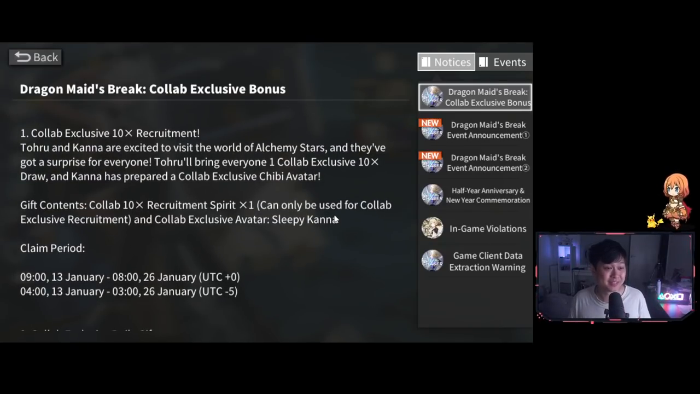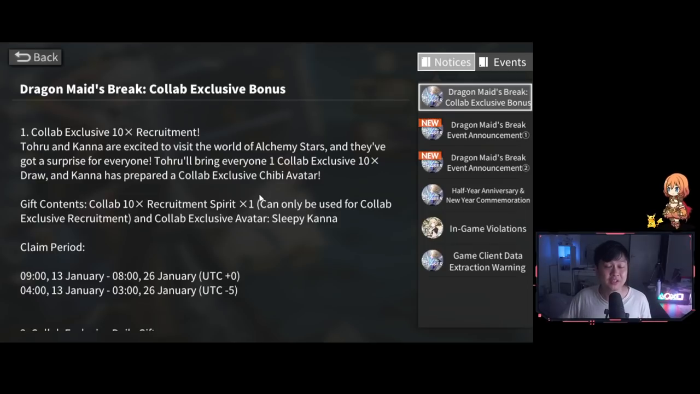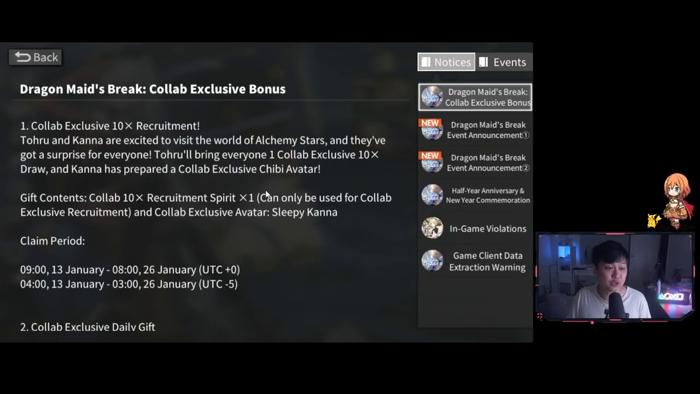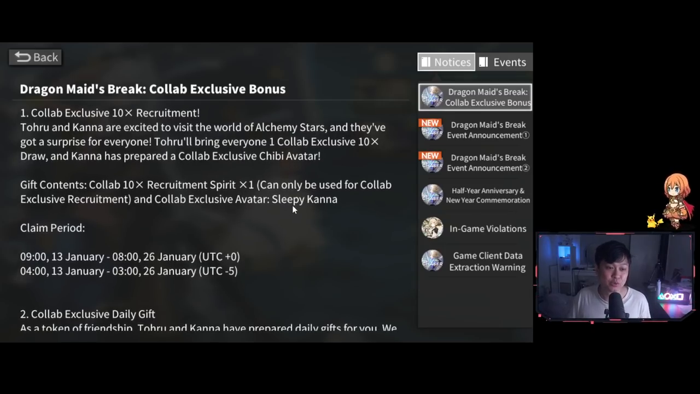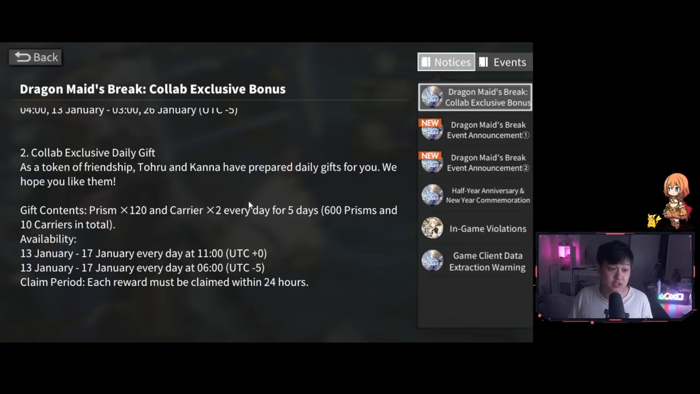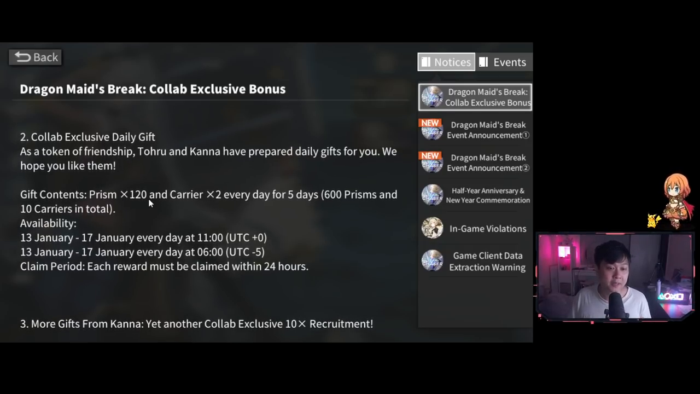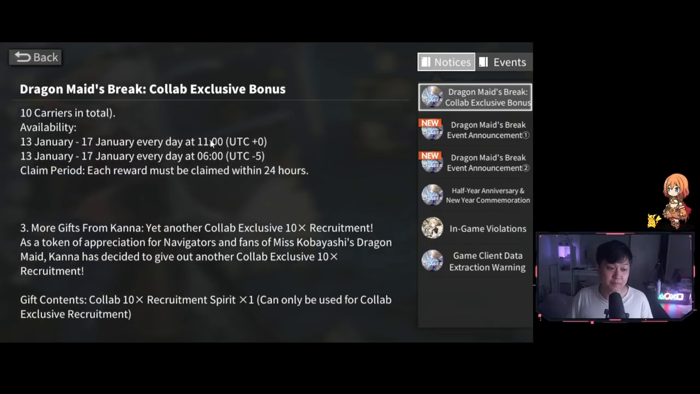After I logged into Alchemy Stars, I just saw this. So over here in the game, it looks like they actually revealed to us what that big, huge bonus is going to be. And it's going to be a free 10 draw on the Toru banner, as well as a Sleepy Kana exclusive avatar. However, it does not stop there. We're going to be getting a whole bunch of Prism over these days, which means that we're going to be getting more of those tokens, or rather those dinner plates that we can use in Toru's kitchen. But that is not the best part.